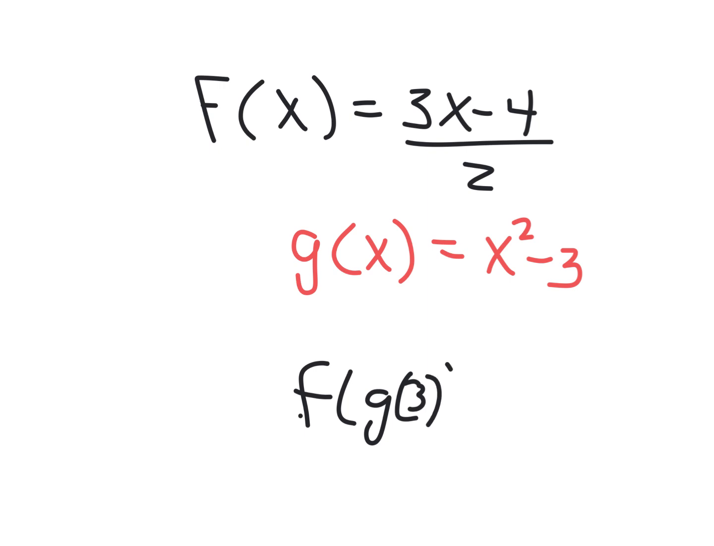Excellent. You said it perfectly. Surprising number of kids don't know how to say that. F of g of 3. Good. How do I start that with the g of 3? G is that red one. Put 3 in. 3 squared is 9. 9 minus 3, 6. And then the 6 goes here.